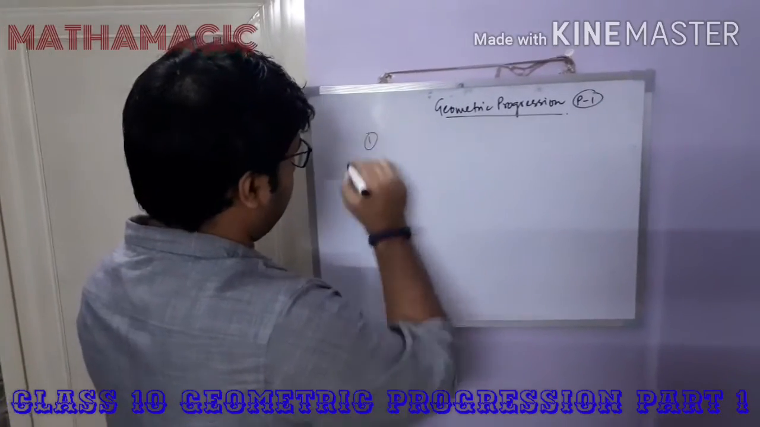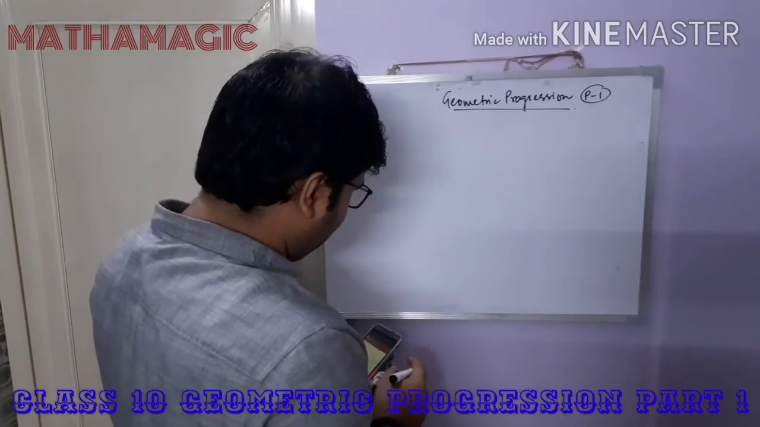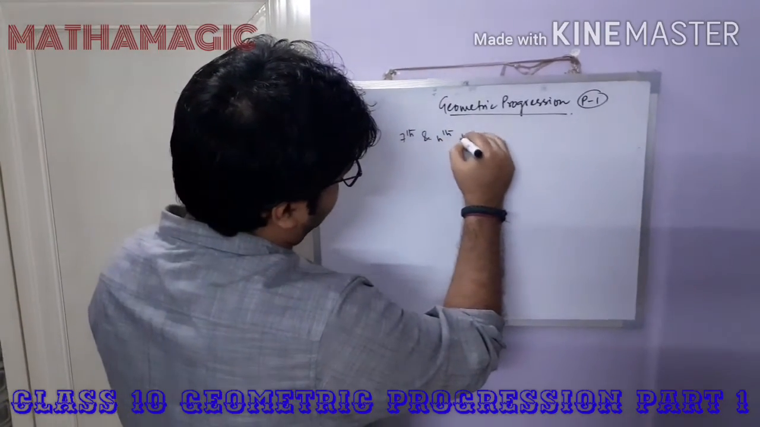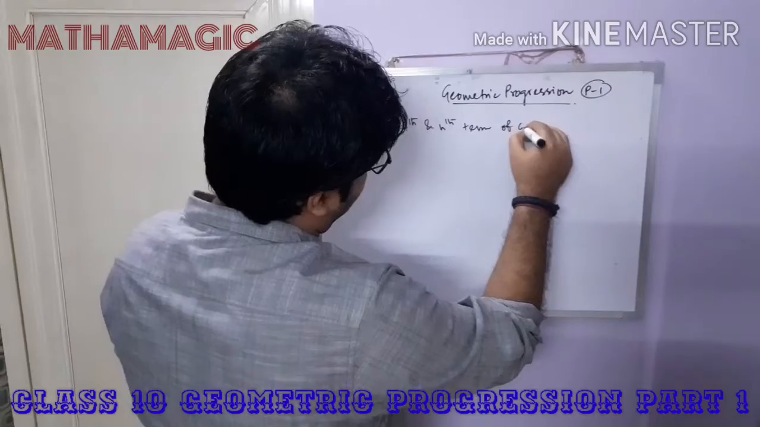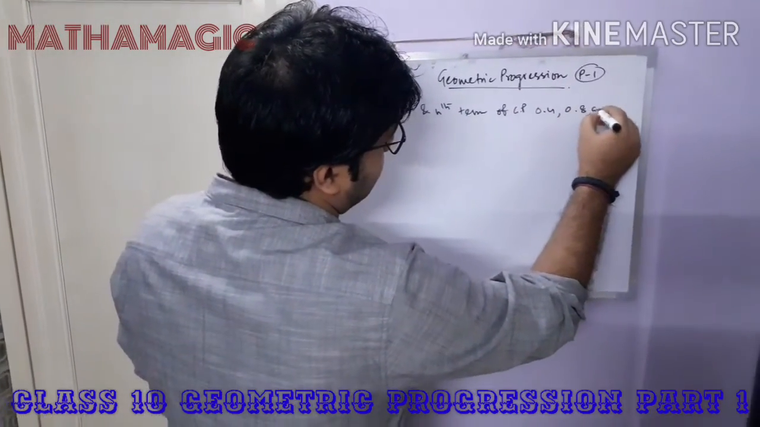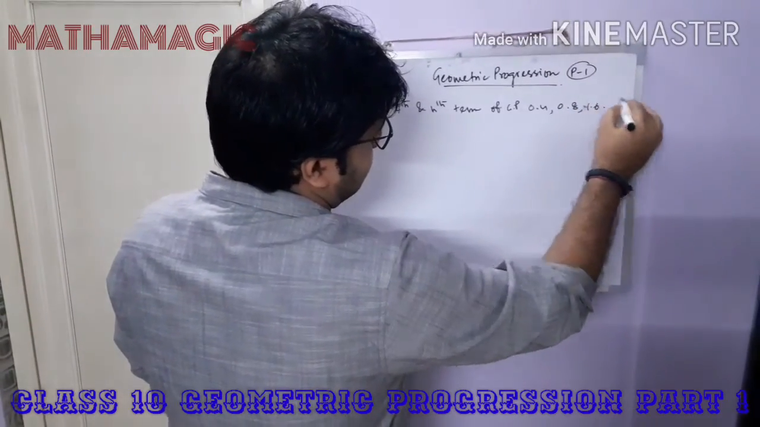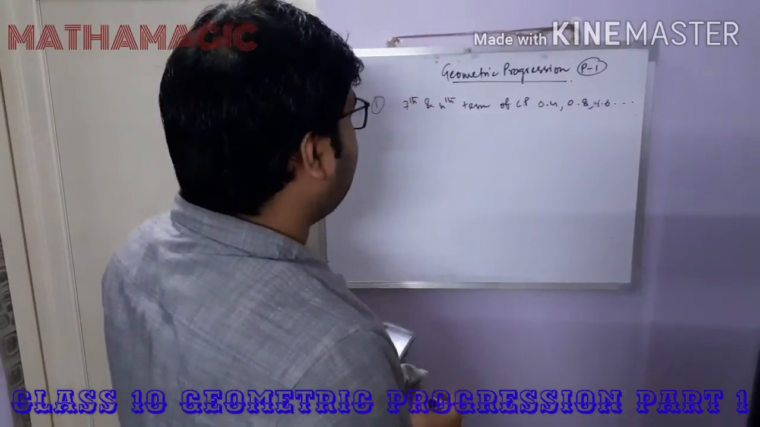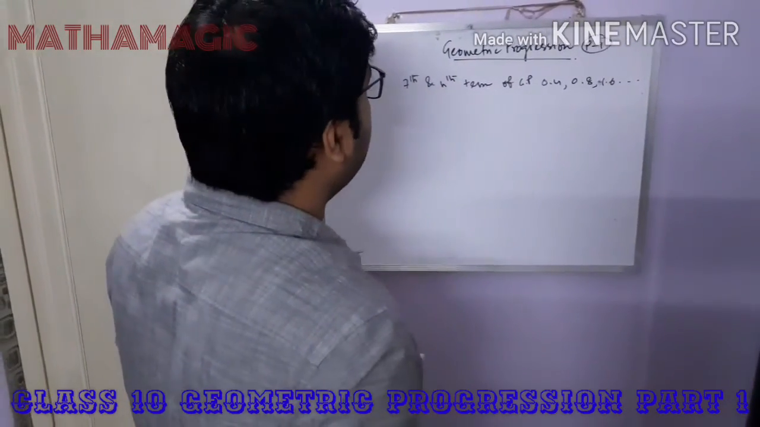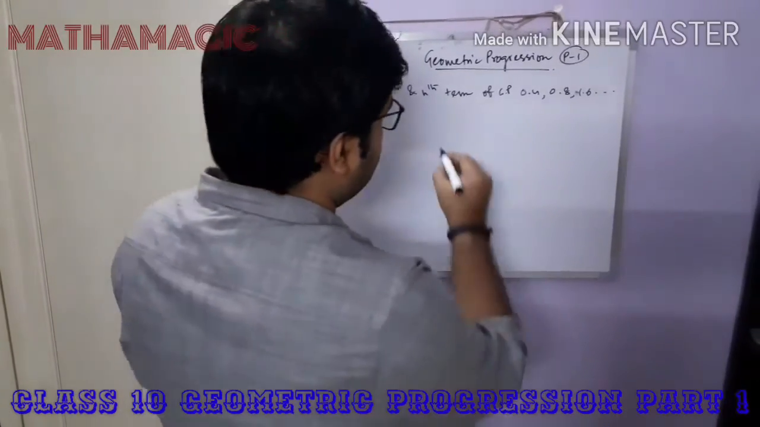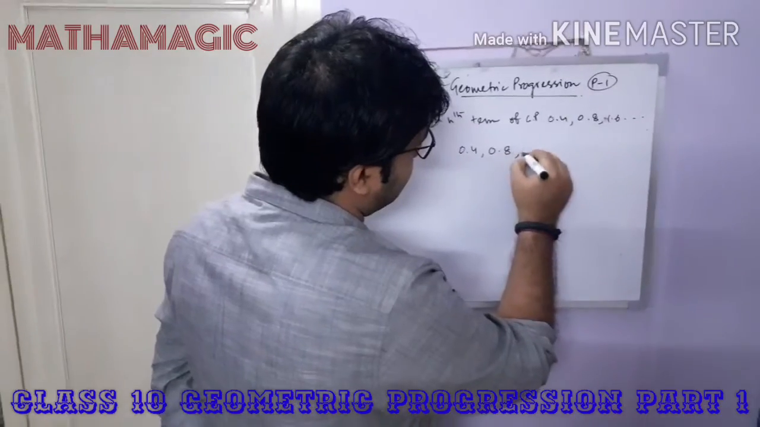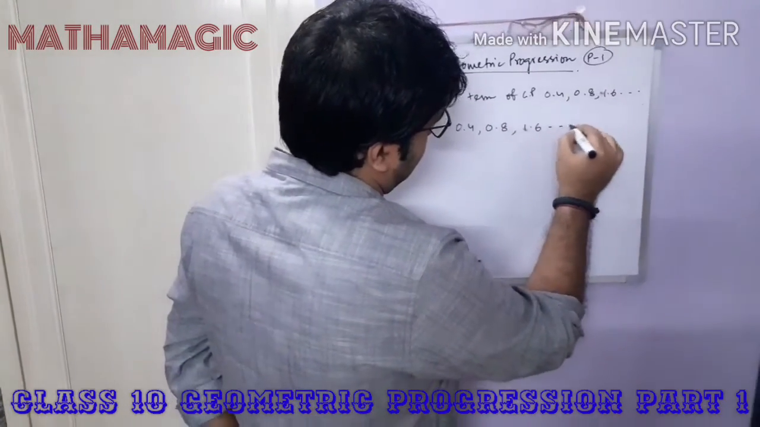So the first question states: find the 7th and nth term of the GP. The GP is given as 0.4, 0.8, 1.6, like this. So we need to find the 7th term and the nth term of this GP series. So what will be the 7th term and nth term? The GP series here is given as 0.4, 0.8, 1.6 and so on.